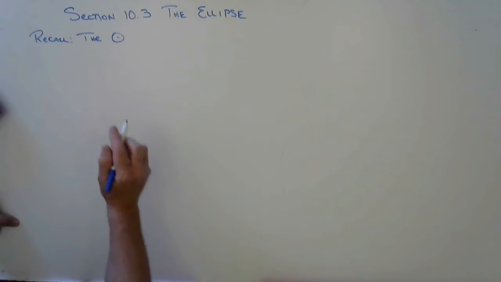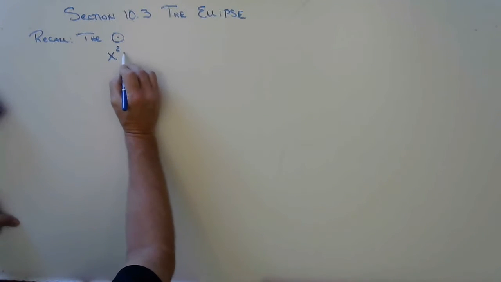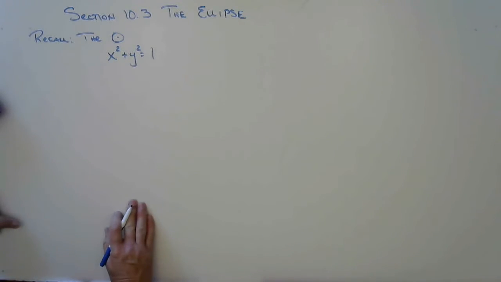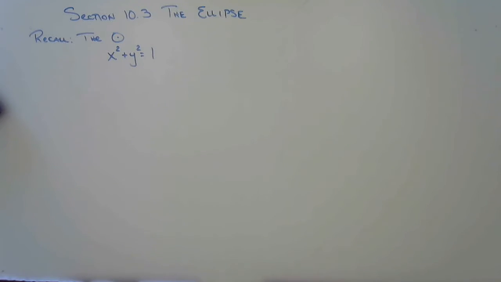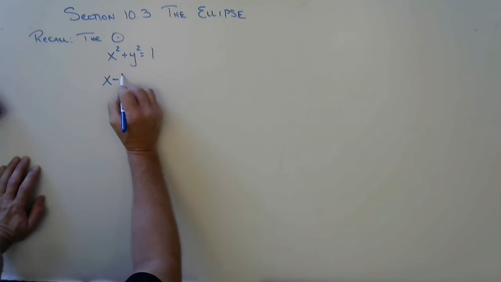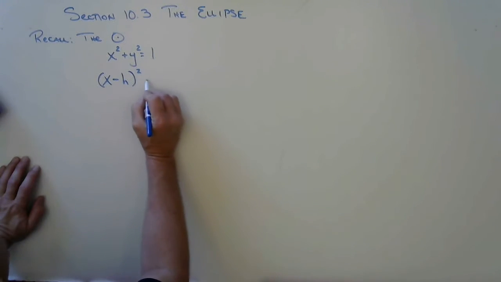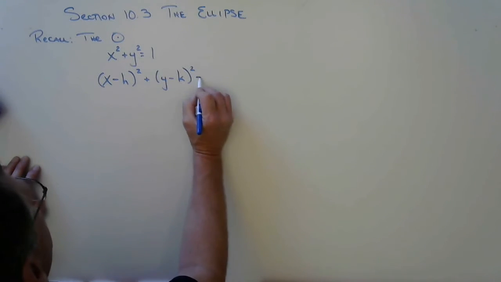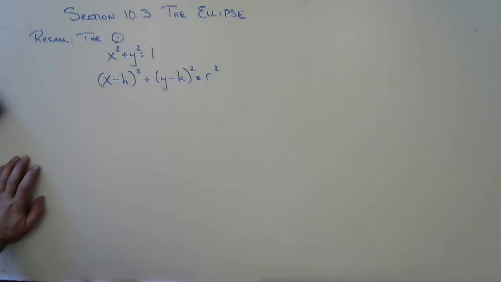Now we've met and used extensively this circle when we did trig, right? The unit circle. This is a circle that we're very used to. x squared plus y squared equals 1. But that's not the circle we met in Algebra 2, and that's not the circle we met at the beginning of pre-calc. If you remember back at the beginning of pre-calc, we met this circle, x minus h squared plus y minus k squared equals r squared.